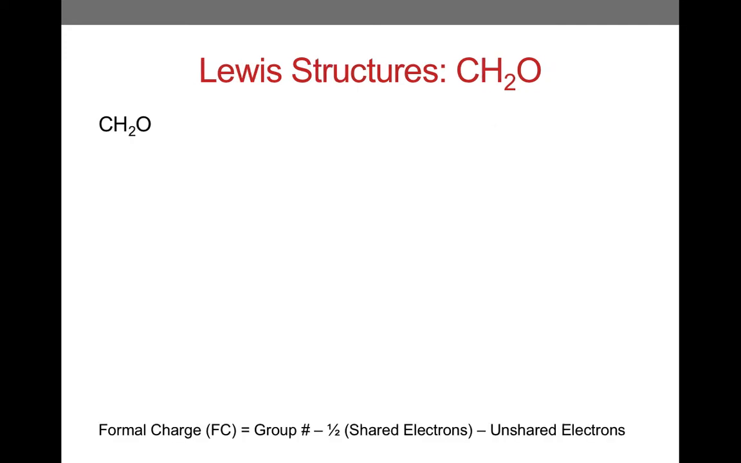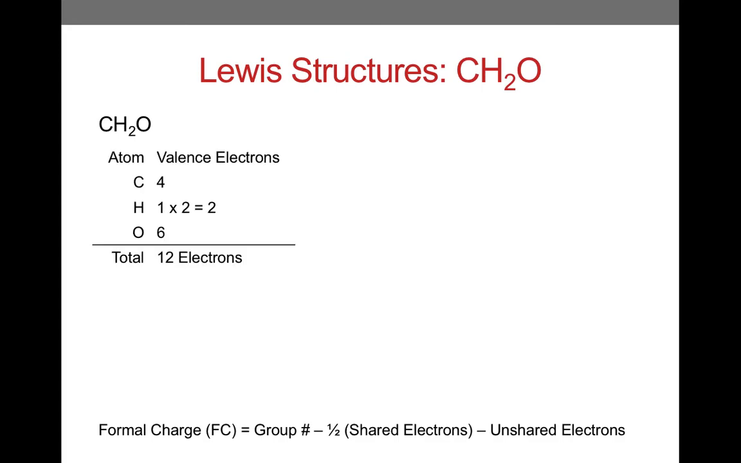The next example is CH2O, which might seem odd at first. Let's work this problem by going with the normal procedure, so first we should generate a quick table. Carbon has 4 valence electrons, hydrogen has 1. We have 2 hydrogens in the formula, so we're going to multiply that by 2 to get 2 electrons, and oxygen has 6 valence electrons. Adding this up gives us a total of 12 electrons. We are dealing with fewer electrons here.